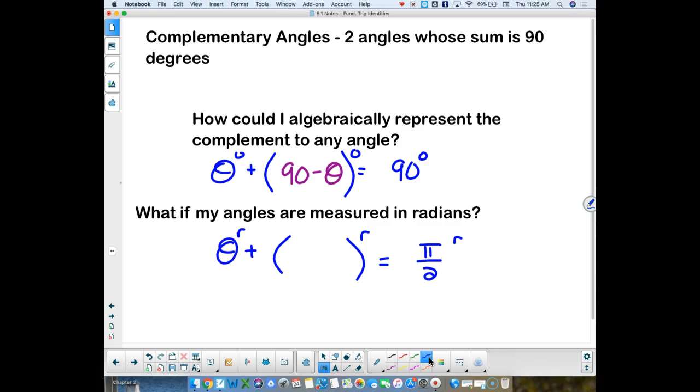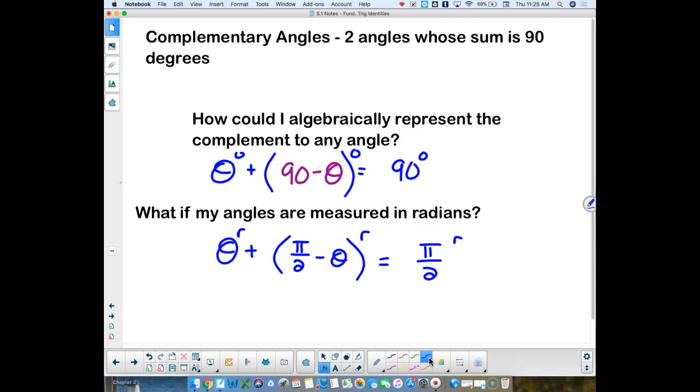So my complementary pairs would be theta and pi over 2 minus theta. You forgot the minus theta the first time. Okay.